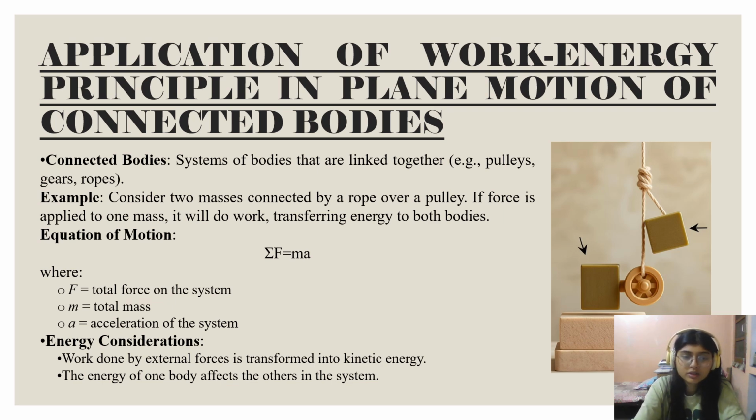Therefore, the equation of motion is summation of F, that is force, equal to mass into acceleration. And while taking these considerations, we are considering that work done by external forces is transformed into kinetic energy, and the energy of one body affects the other in the system. Just like we explained earlier, m1 will affect m2, that is, any energy on mass 1 will affect mass 2.